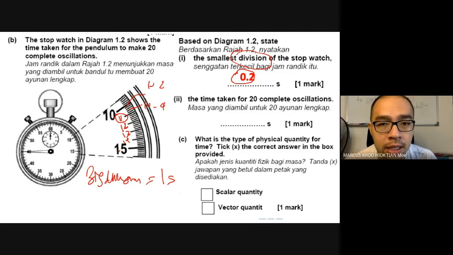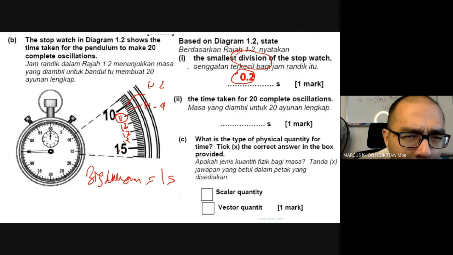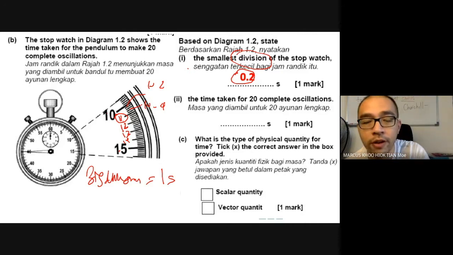Okay, Chen-Yi, since you asked me this one, can you also answer the second one? What is the time taken for 20 oscillations? 45 seconds. Okay, it will be 45 seconds.